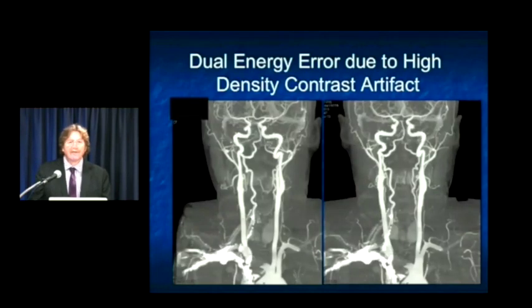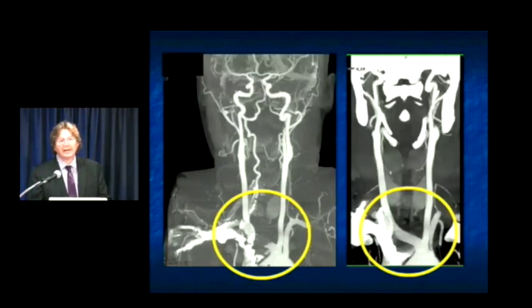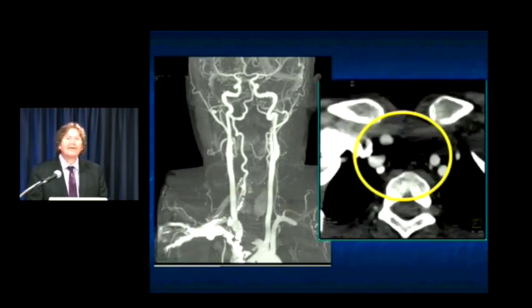There still is some errors. Very dense contrast can cause artifact. Look at the patient's right subclavian coming in, and you see the artifact, which creates what looks like an occlusion of the vessel. It looks like occlusion of the left carotid proximally. You can see the left carotid obviously is patent, so you need to be very careful.